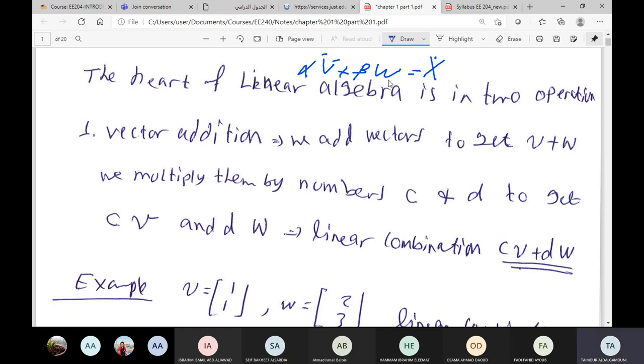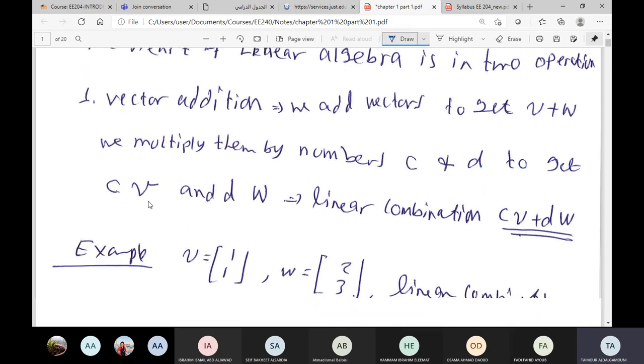Okay, why did we call it linear combination? Because there is no vector raised to a power. If you see here, the power is 1: v is raised to power 1, w is raised to power 1. There are no vectors multiplied by each other. This is what we call a linear combination of the vectors.